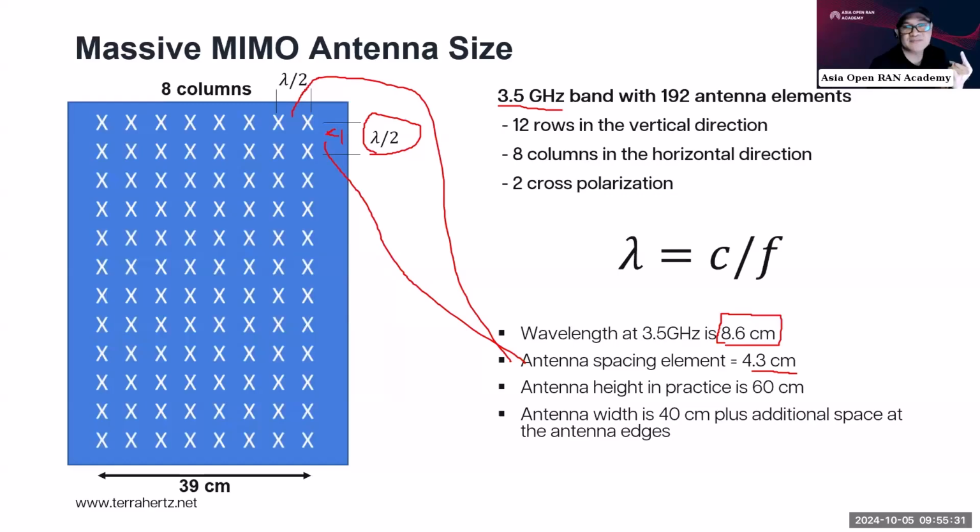So, anong impact niyan? What is the impact of that on the physical size of your antenna? Ano mangyari? So, immediately, if you have a 3.5 gigahertz frequency, your antenna will have 60 centimeters in antenna height and 40 centimeters in antenna width, no? Imagine if you are using 900 megahertz, ang laki ng antena mo. Right? If you're using 450 megahertz, ang laki ng antena mo.